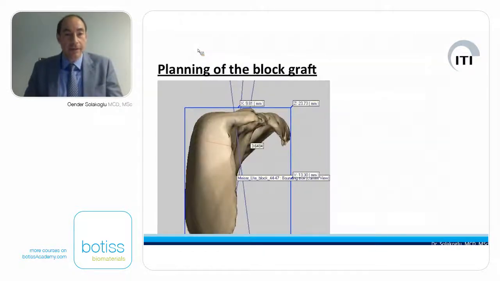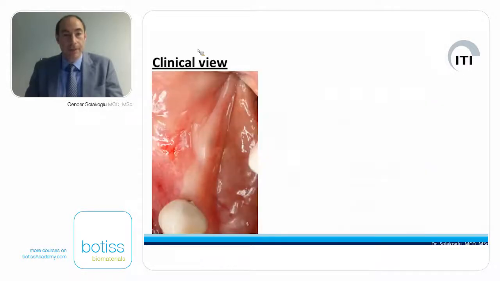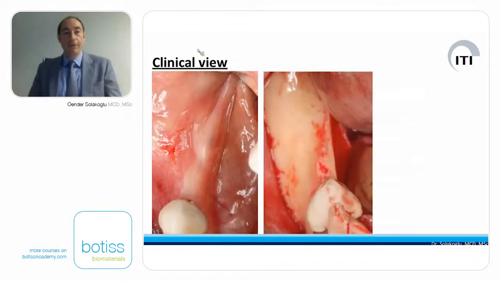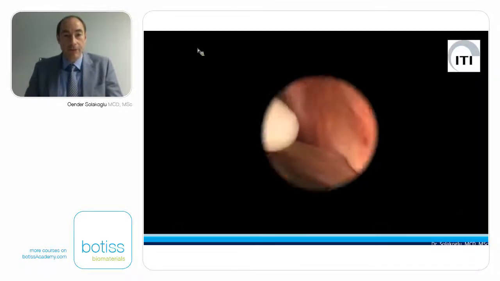So this is the case, this was planned for this individual patient, and you can see here the dimensions of the block from different angles. This is the occlusal view. You can see how high and how thick and how big this planned bone block is. This again is the clinical view, and you can also see the very thin bone in this area, and this is the individually designed block graft for this individual patient.